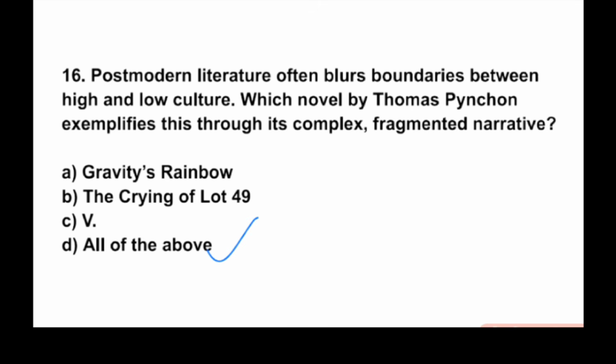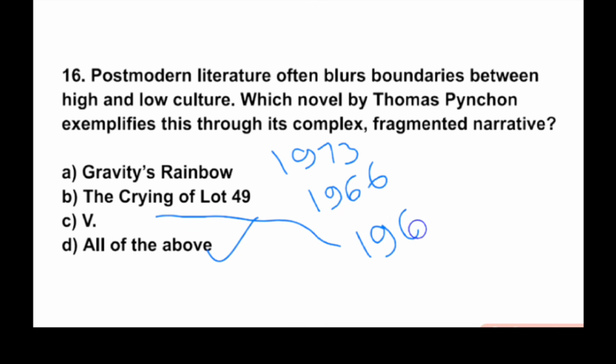Pynchon's works include Gravity's Rainbow, 1973, The Crying of Lot 49, 1966, and V., 1963, meaning 63, 66, and 73. He uses intertextuality and fragmented narratives.